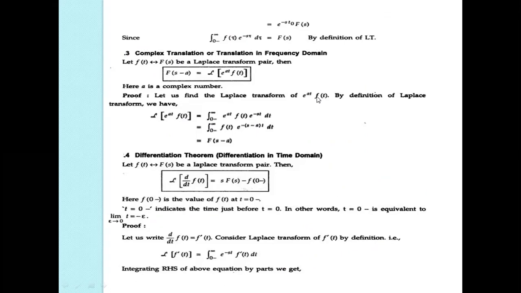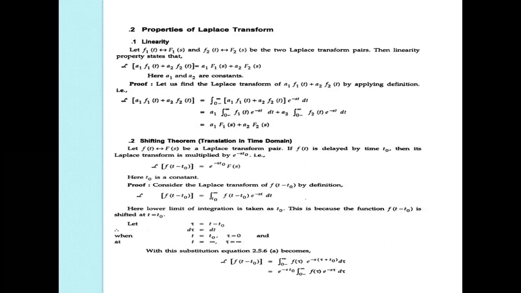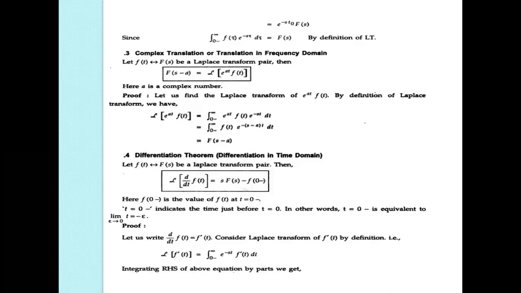Okay. The first property is the linearity property, same as in the Fourier series and the Fourier transformation. The time shift property is also the same as in the Fourier transformation and the Fourier series. The third property is the frequency shift property, also called complex translation or translation in the frequency domain, and the shifting theorem is the translation in the time domain. All three properties we have in the Fourier series and the Fourier transformation also.